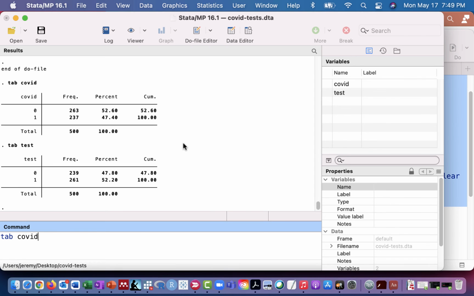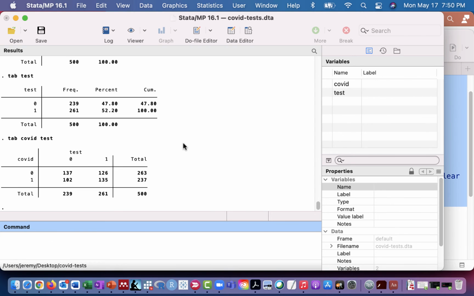Now if you tab COVID test, both of them. Okay, so how many people did not have COVID, COVID equals 0, and the test result was negative? The test said they did not have COVID, and they did not have COVID: 137. How many people had COVID and the test said they were positive? The test said they had COVID: 135, where COVID equals 1, they had COVID, and the test was positive, test equals 1.